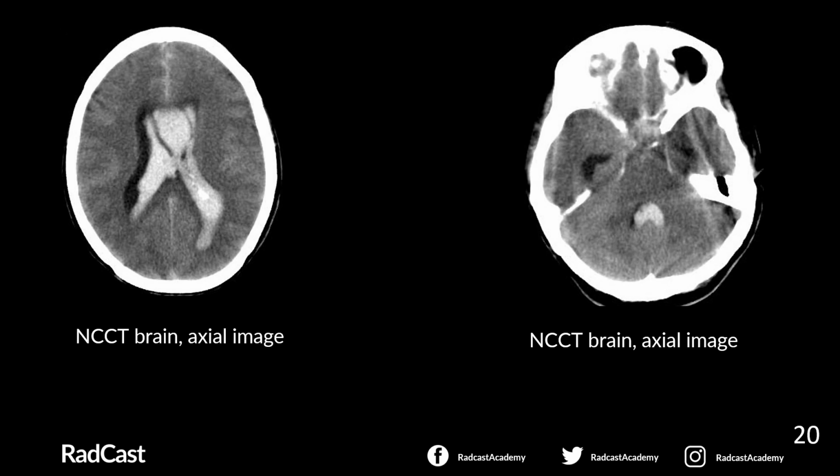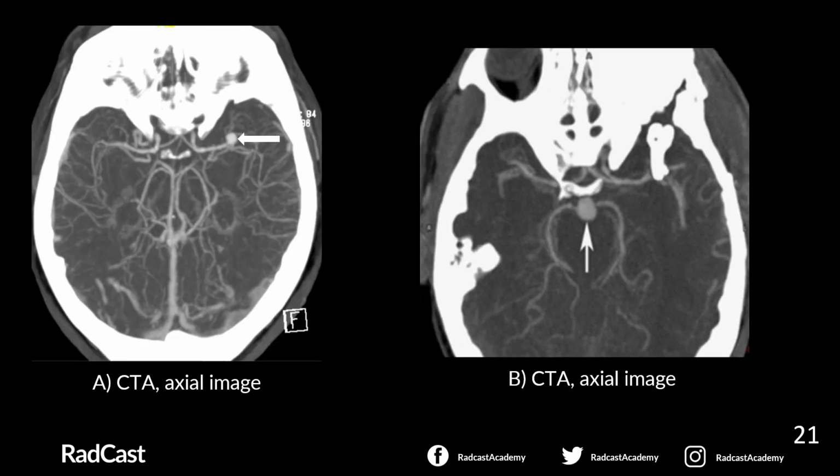Subarachnoid hemorrhage can extend intraventricular. As you can see here, in this case, the blood is extending into the lateral and fourth ventricles. As we said, CT angiography helps us to detect the site of the aneurysm. In patient A, there is an aneurysm in the left middle cerebral artery. In patient B, there is an aneurysm in the tip of the basilar artery.